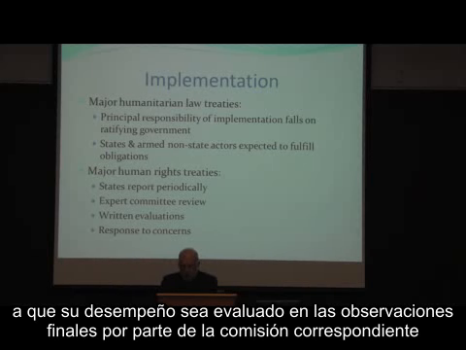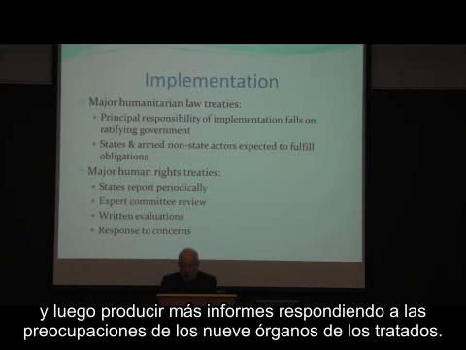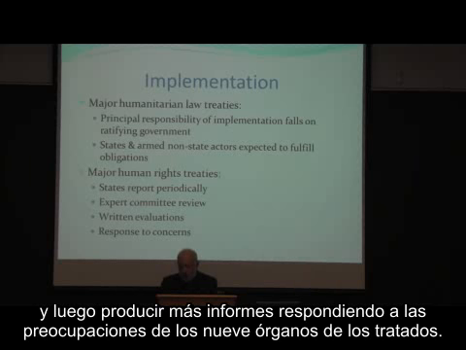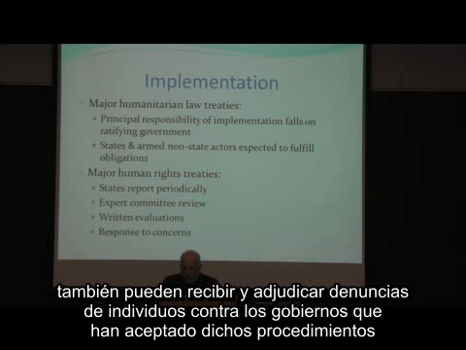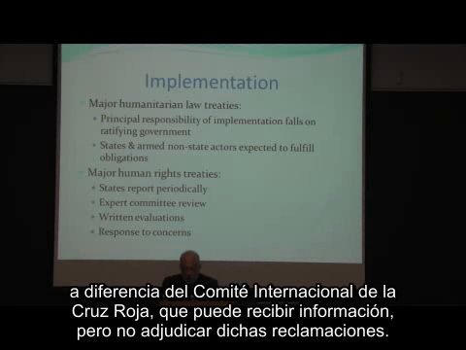including remarks by the relevant committee, and then to produce further reports responding to the concerns of the 9 treaty bodies. 6 of the 9 major human rights treaties can also receive and adjudicate complaints by individuals against governments in regard to governments which have accepted those procedures. Unlike the International Committee of the Red Cross, which can receive information but doesn't adjudicate in regard to those complaints.